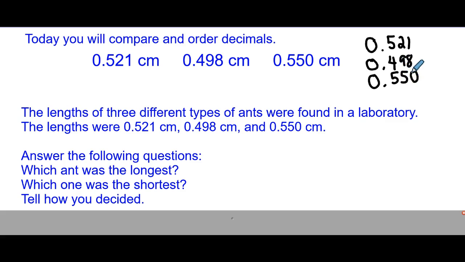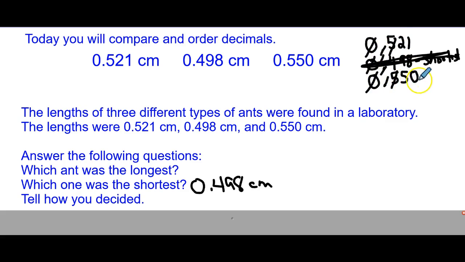Okay, and now I'm just going to go down through and compare position by position. So all of them have a 0, all have a decimal point. Oh, look, in the tenths position, we have a 5, a 4, and a 5. So right there, this one is the shortest. Okay, so which one is the shortest? 0.498, or 498 thousandths of a centimeter, is the shortest. So that one I'm done with. Cross it out, get it out of there. Okay, so we're back to 0, 0, decimal, decimal, 5, 5, 2, 5. So right in there, 5 is bigger than 2, so this is our longest.